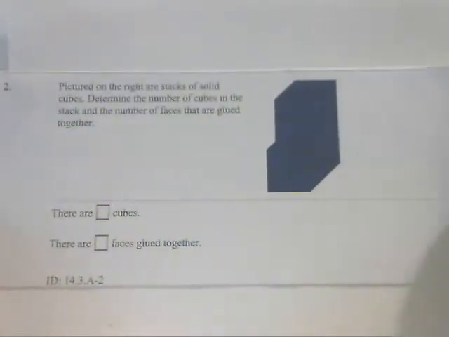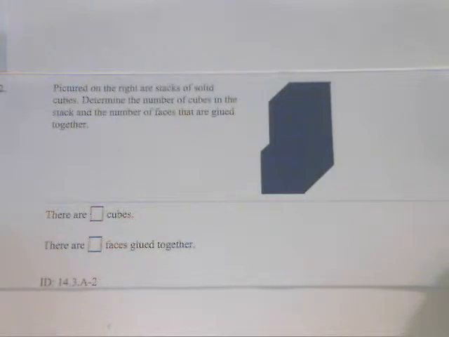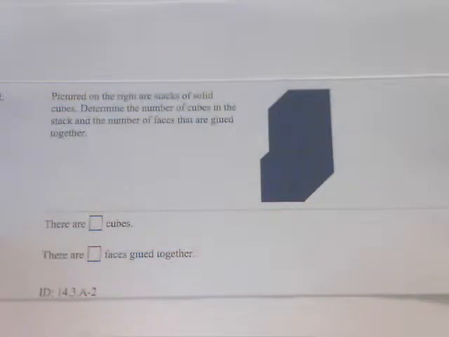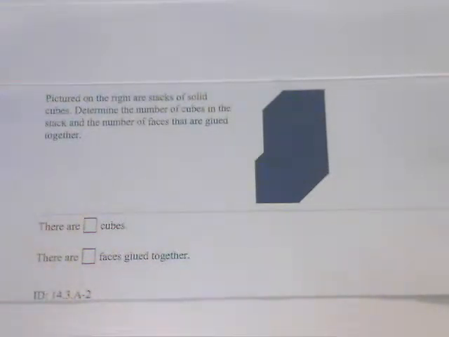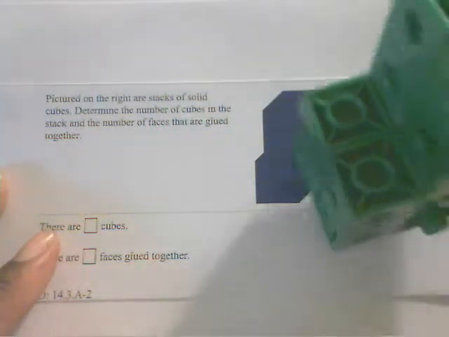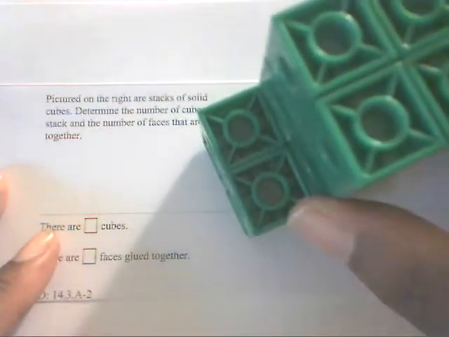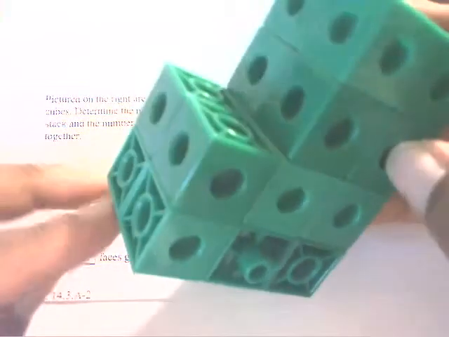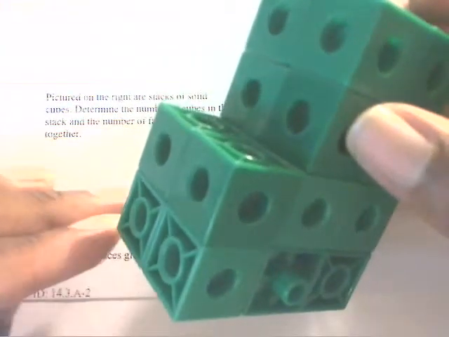Okay, here's the next problem. Now this one is going to require that I use some type of visual aid because it's difficult to see from this particular figure. Pictured on the right are stacks of solid cubes. Determine the number of cubes in the stack and the number of faces that are glued together. Okay, now here I have an example of this particular representation of cubes that are stacked together in this fashion.